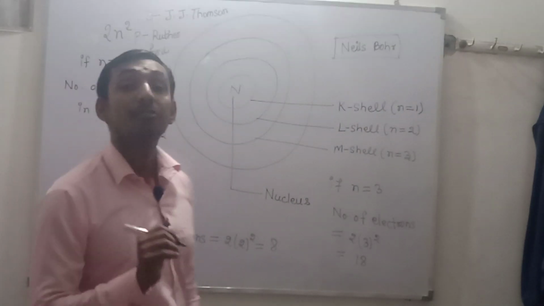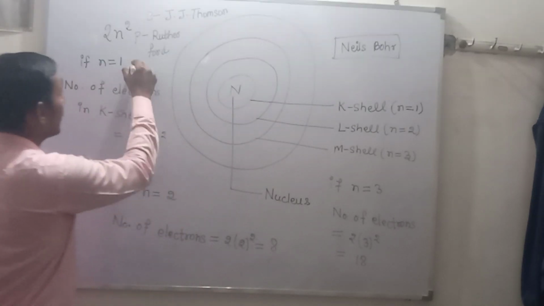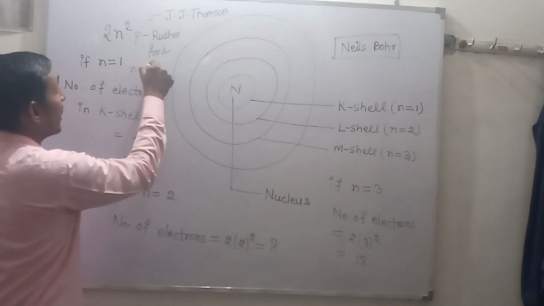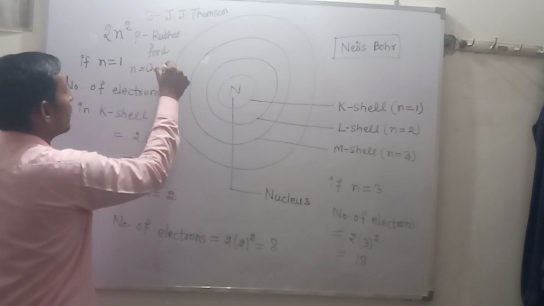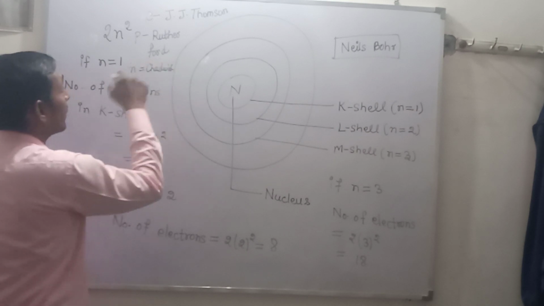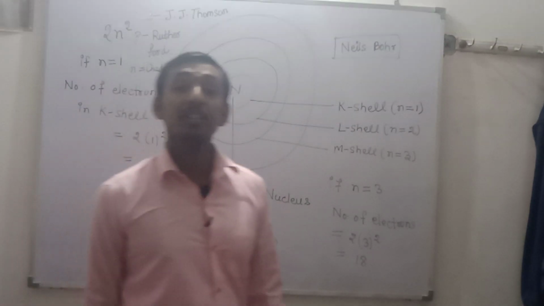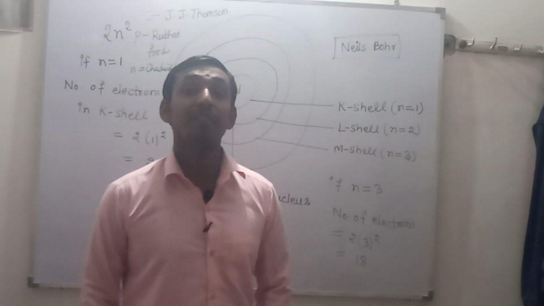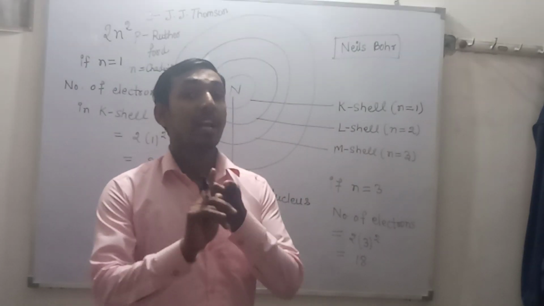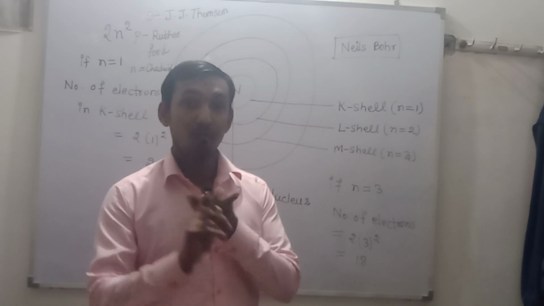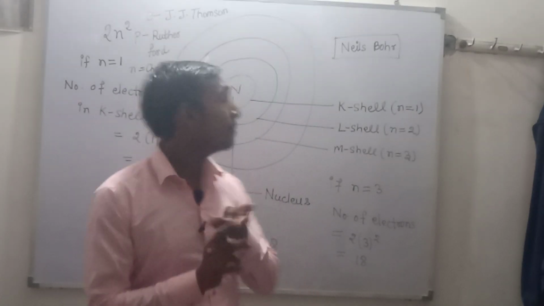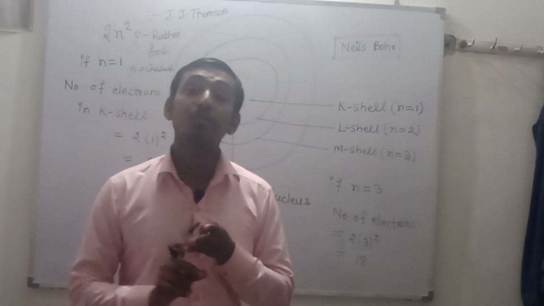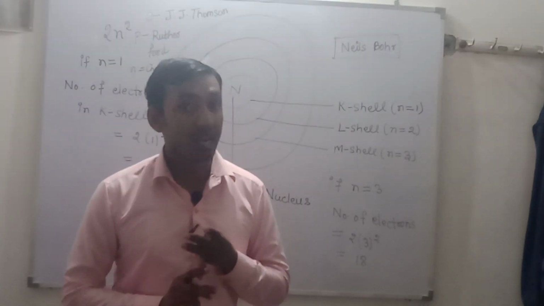Now I will talk about the neutrons. Who discovered them? Chadwick discovered the neutrons. To summarize: the electron was discovered by J.J. Thomson, the proton was discovered by Rutherford, and the neutron was discovered by Chadwick.